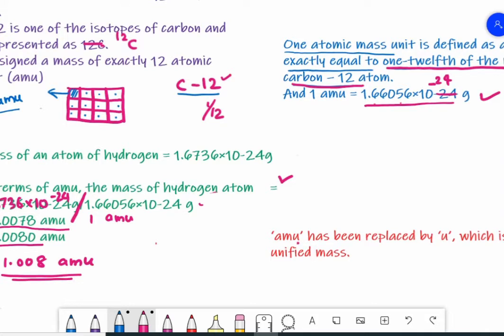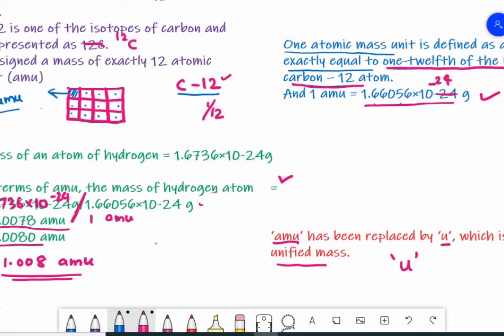Okay. Recently, this atomic mass unit is replaced by U, which is known as unified mass. So when we write the atomic mass or molecular mass or formula mass, whatever it will be, we add a U at the end, which is called the unified mass. So AMU, atomic mass unit, is replaced by unified mass.